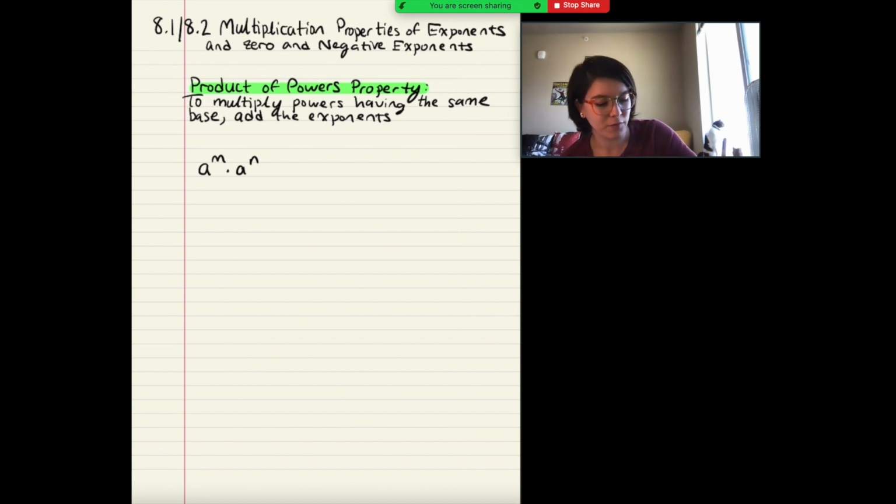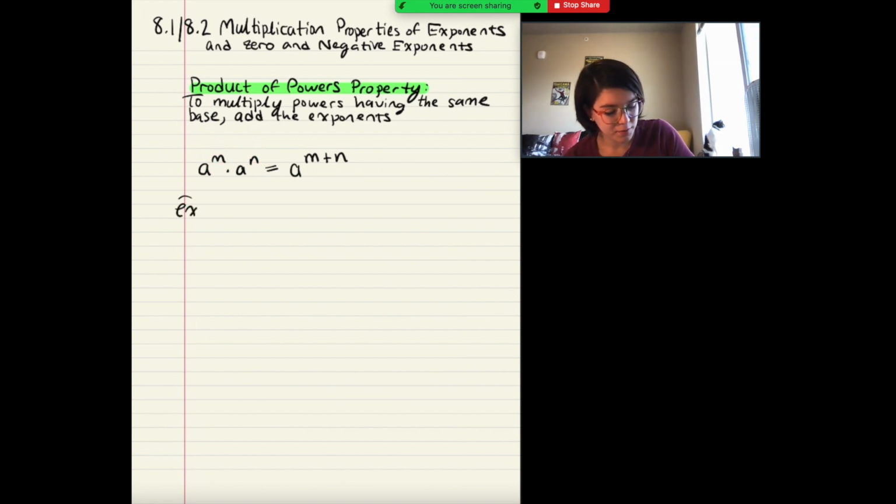So in general, if we have two terms that have the same base, in this case our base is a, and we're multiplying them, what we need to do is add the exponents. So this will become a to the m plus n. So we took the same base, a, and we added the exponents.